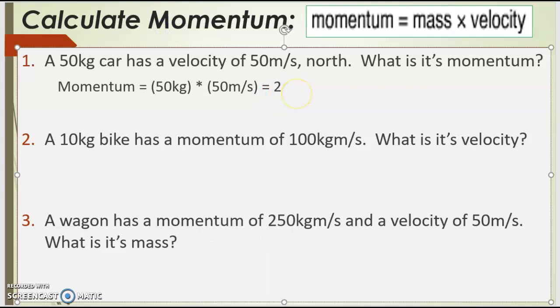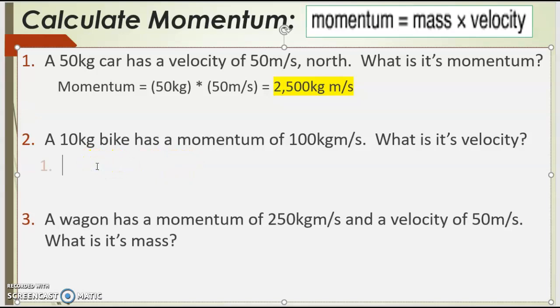So 2,500 kilograms meters per second. Notice I used all of the units, kilograms, meters per second. In the answer, if you do not have the units, you do not have the correct answer.